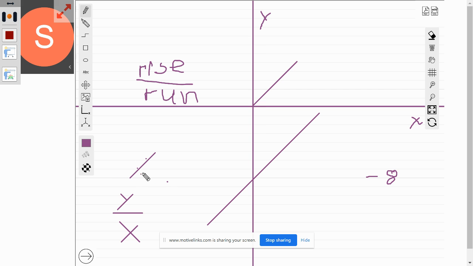Now, it's going up by 1, so that's a rise of 1. And so when it gets there, that's a rise of 1. It runs another 1, so 1. Now that simplified is 1. So the slope is 1 upon 1, or 1. So there's your slope for this equation.